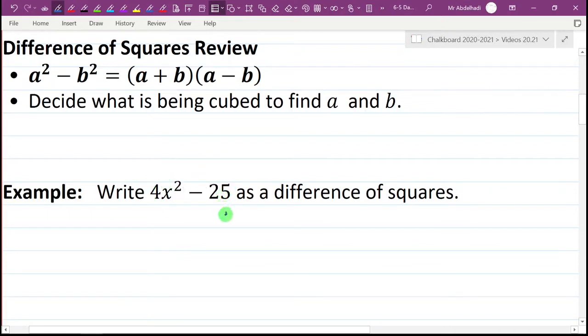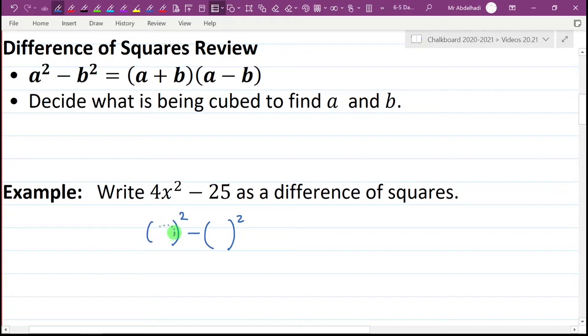So take a look over here. 4x squared minus 25. Is this a difference of squares? Yes, it is. What's being squared? You look at the first thing. That's your a squared. So if this is a squared, what is a? What would you square to get this? And then you have a minus. And then what are you squaring to get the 25 over here? So that's what I mean here by write this as a difference of squares. I literally want you to put these parentheses down and the squares outside. And now I want you to fill in the parentheses.